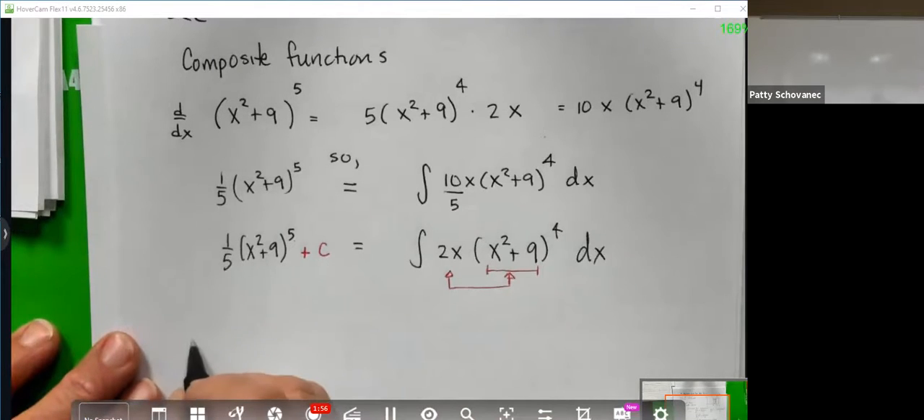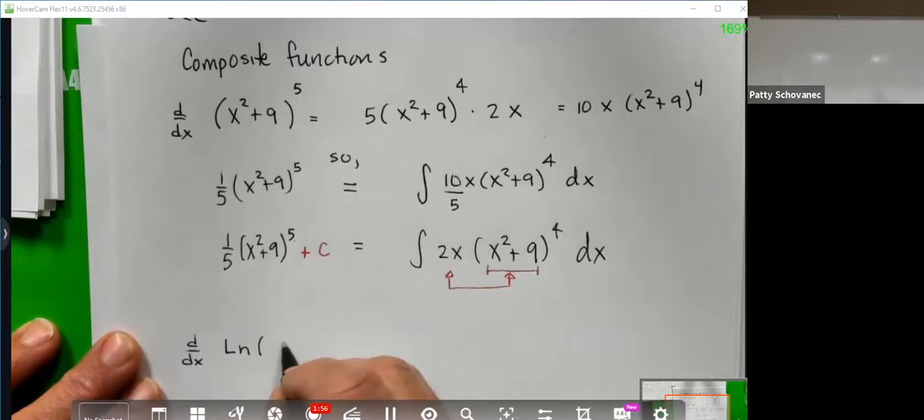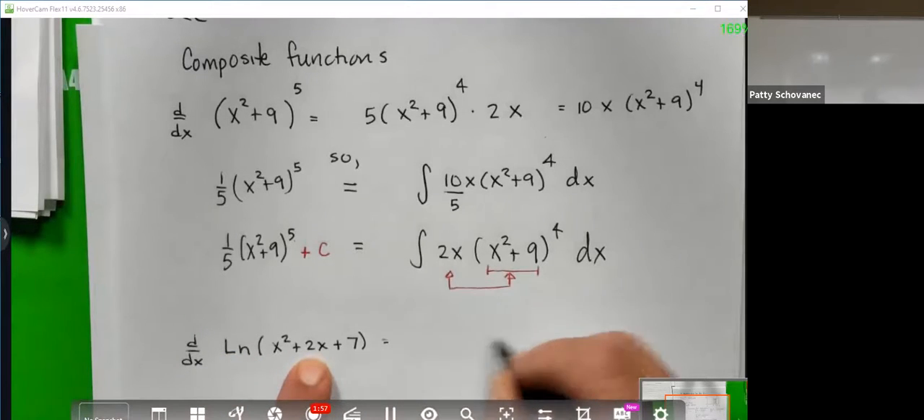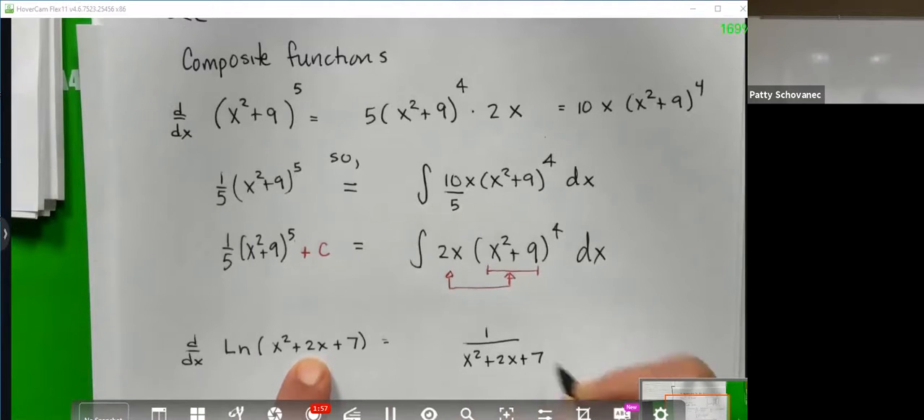That's true this way as well. Suppose I want to take the derivative with respect to x of a logarithm of something, say the natural log of x squared plus 2x plus 7. The derivative of a logarithm of something is found by going 1 over u times u prime. So it's 1 over x squared plus 2x plus 7 times my u prime, which is 2x plus 2.